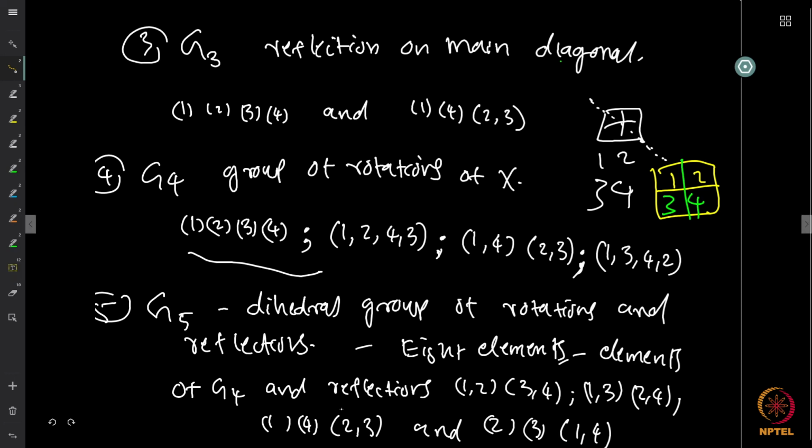So the reflections: 1 going to 2 and 3 going to 4, so that is the vertical reflection. Then 1 going to 3 and 2 going to 4, which is the horizontal reflection. Then 1 and 4 remain, 2 and 3 are interchanged, which is the reflection on the main diagonal. And then 2 and 3 are remaining themselves, and 1 is going to 4, which is a reflection on the diagonal including 2 and 3. So this is the dihedral group, which consists of all rotations and reflections.